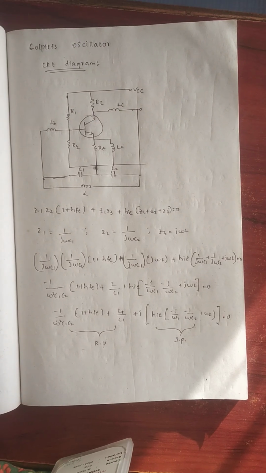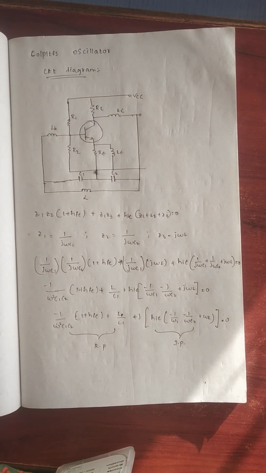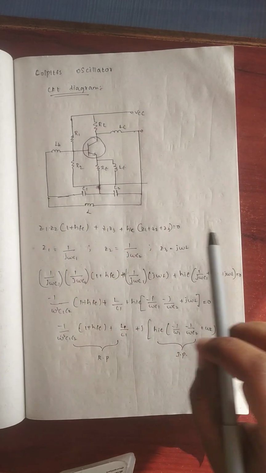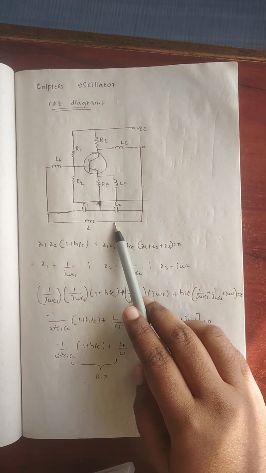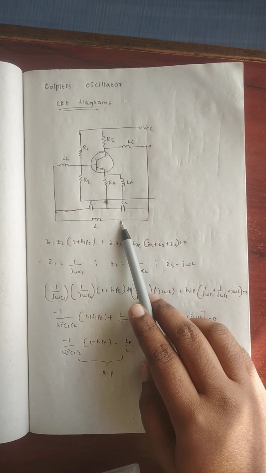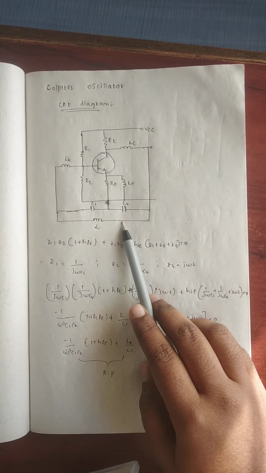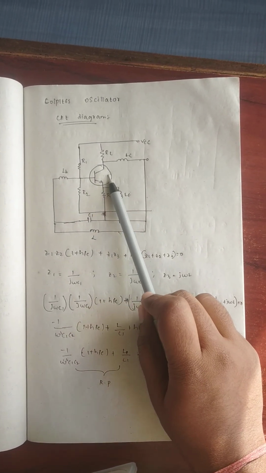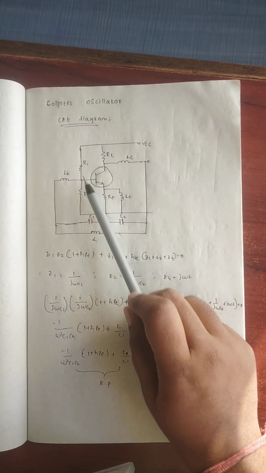Hello everyone, in this class we are going to learn about Colpitts oscillator. First we have to see this circuit diagram. It is basically a potential divider circuit. It is a CE configuration. We have one transistor and R1 is parallel to R2.